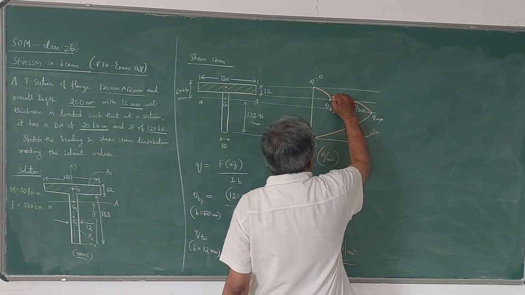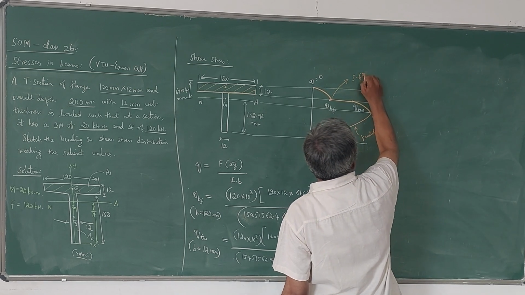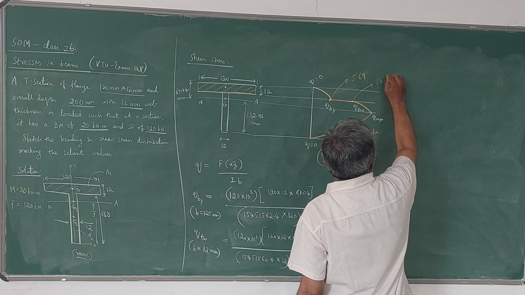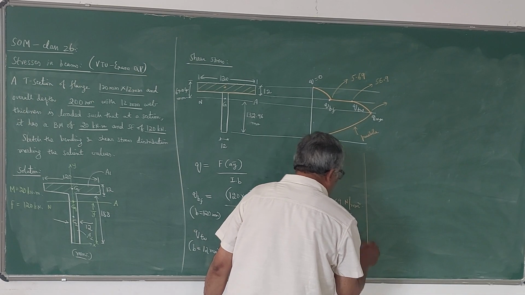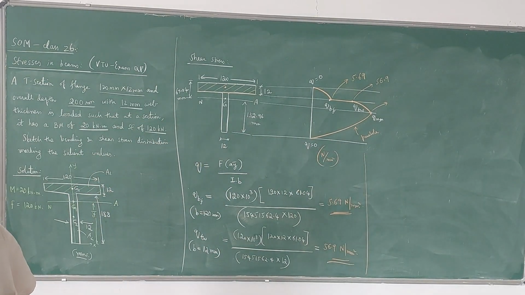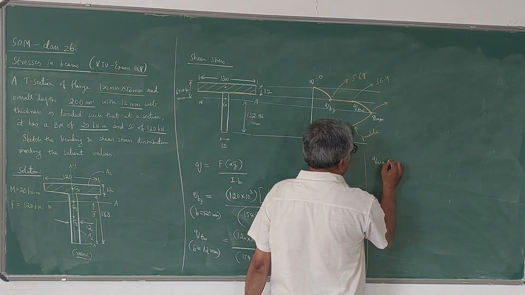This is shear stress value will change. Now that means this value we got 5.69 MPa. This value I got 56.9 MPa. Now the third value Qmax I need. So to find Qmax what you have to do here is at the neutral axis level. So Qmax is equal to QNA.